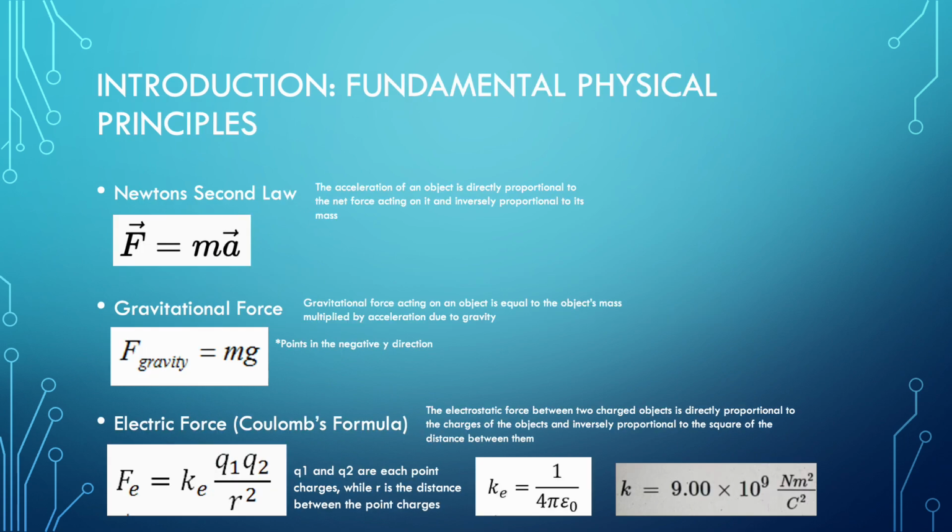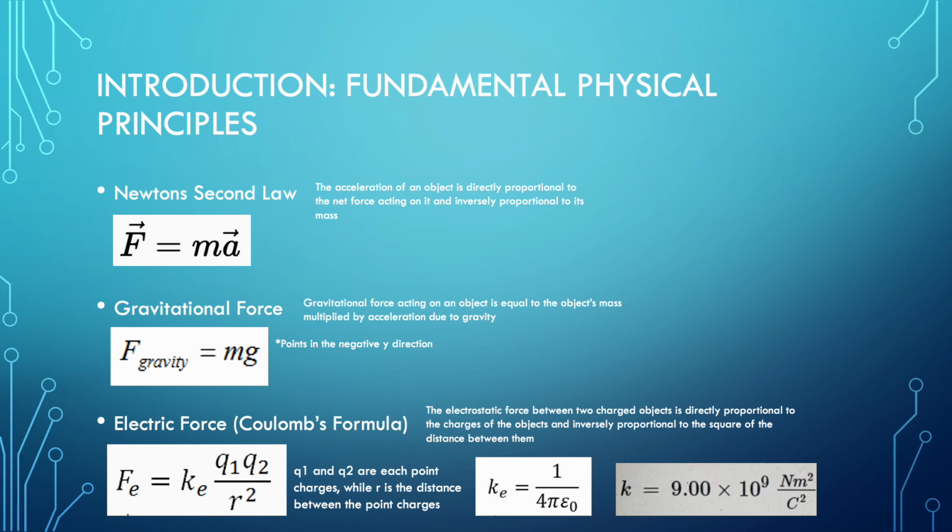Some fundamental physical principles used in this lab are Newton's second law, gravitational force, and electric force, also known as Coulomb's formula. Newton's second law states that the acceleration of an object is directly proportional to the net force acting on it and inversely proportional to the mass, as seen here in the equation. The gravitational force acting on an object is equivalent to the object's mass multiplied by the acceleration due to gravity, and it points in the negative y direction.